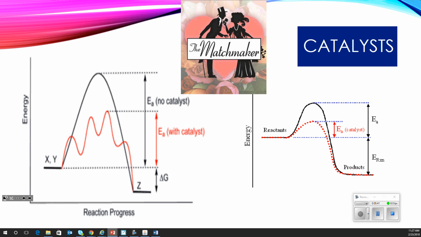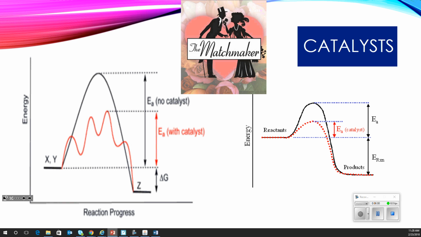And then we talked about the catalyst, or the matchmaker. Now we've seen this graph before. Does anybody remember what the name of this graph is? We've done this graph before. It started with an A. It's an activation energy graph.